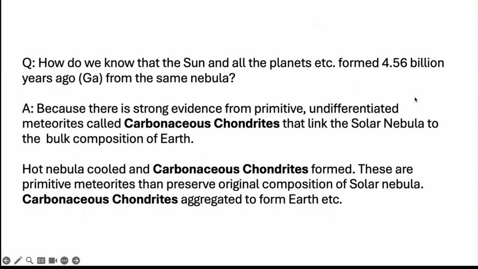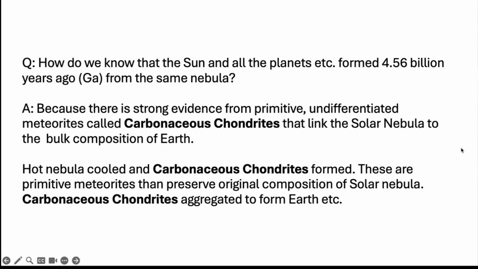Okay. So how do we know that the sun and all the planets, et cetera, formed 4.56 billion years ago? That's the kind of thing that geology students are told over and over again. And the answer is because there's strong evidence from what we call primitive, undifferentiated meteorites, which we call carbonaceous chondrites, that link the solar nebula to the bulk composition of the Earth.